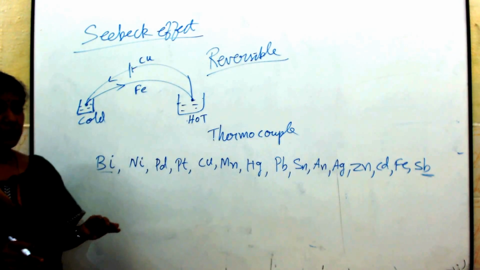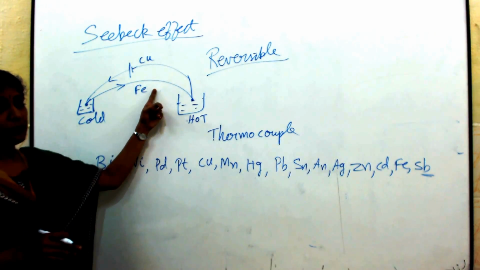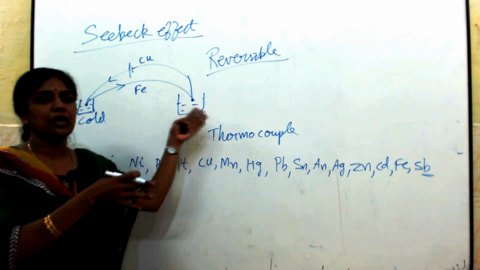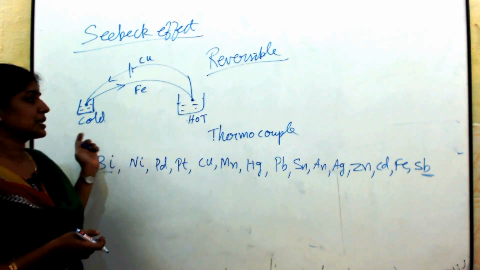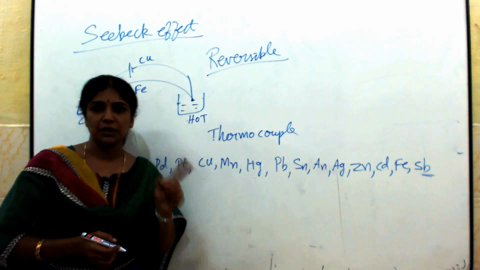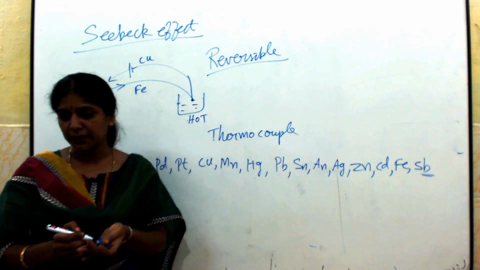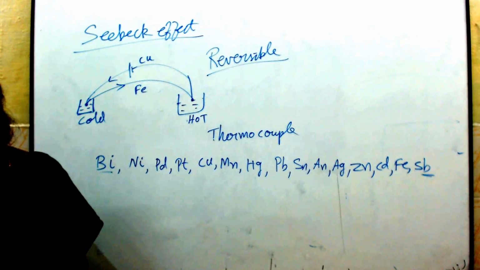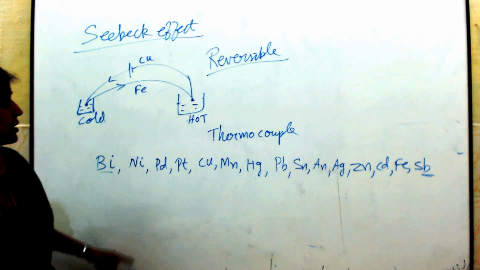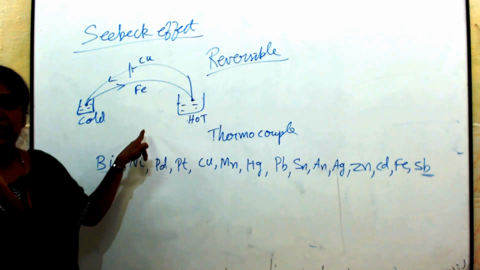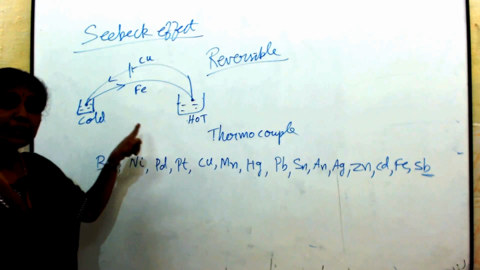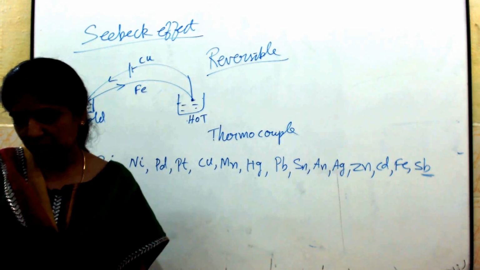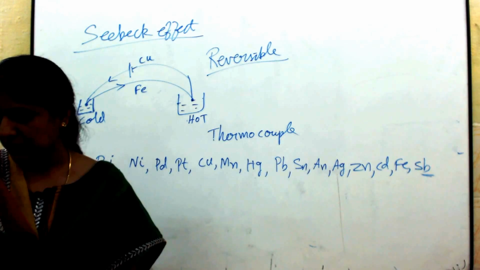And what is meant by the Seebeck effect? When two different metals are joined to form a thermocouple and the two junctions are maintained at two different temperatures, an EMF is produced. That EMF we call thermo EMF, and this effect we call the Seebeck effect. The Seebeck effect is reversible. Here the magnitude and the sign of the thermo EMF depend upon the nature of the metals and the temperatures of the two junctions, the hot and cold junctions.